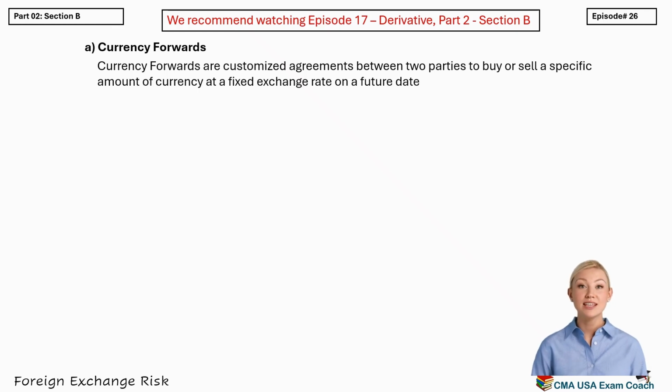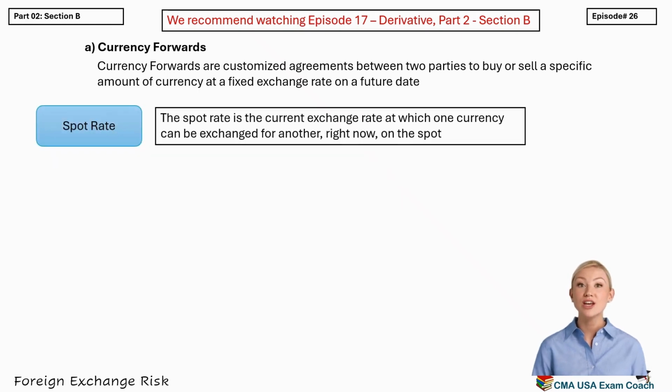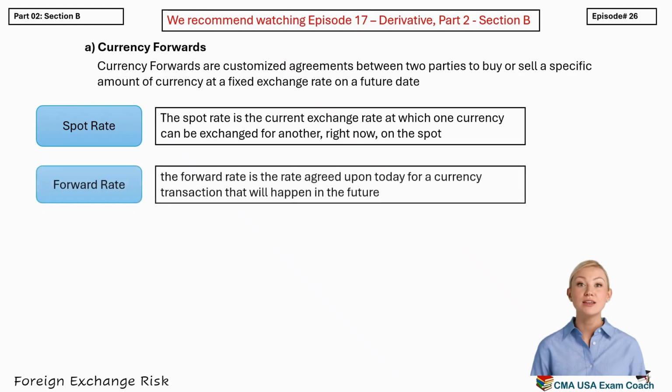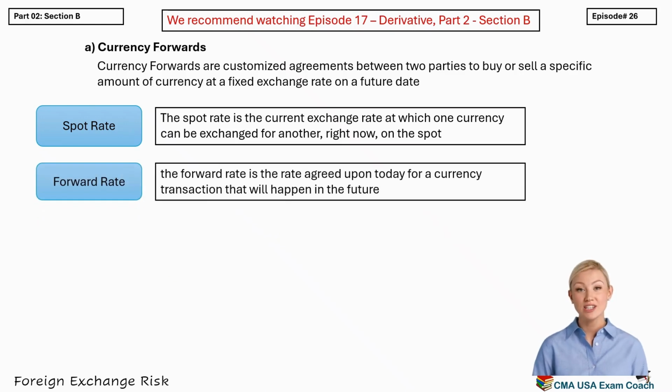Now, to fully understand this, we need to first know what a spot rate is. The spot rate is the current exchange rate at which one currency can be exchanged for another right now, on the spot. It's the rate you'd get if you walked into a bank or checked a live currency converter to exchange money instantly. In contrast, the forward rate is the rate agreed upon today for a currency transaction that will happen in the future, such as 30 days, 90 days, or even a year from now.